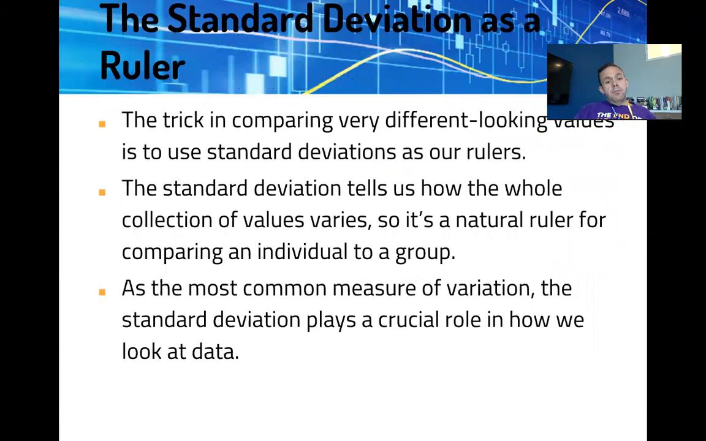So the standard deviation is a ruler. The trick in comparing very different looking values is to use standard deviations as our rulers. The standard deviation tells us how the whole collection of values varies, so it's a natural ruler for comparing an individual to a group. As the most common measure of variation, the standard deviation plays a crucial role in how we look at data.